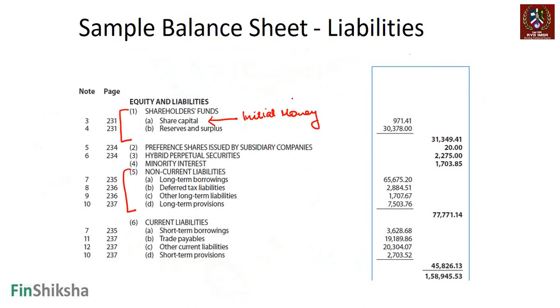So the initial money, which is basically nothing but the face value of shares multiplied by number of shares. Usually this face value is either 10 rupees or 1 rupee or something of that sort.